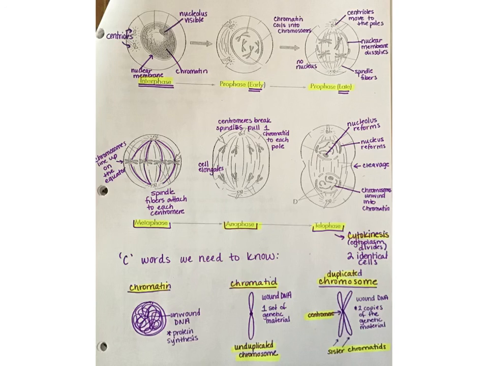So we've got interphase, prophase, metaphase, anaphase, telophase, and cytokinesis, chromatin, chromatid, duplicated chromosomes, sister chromatids, centromere, and unduplicated chromosomes. So that's a lot of vocabulary in this unit.